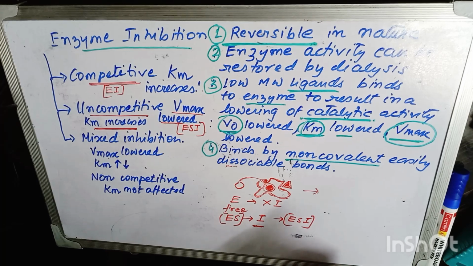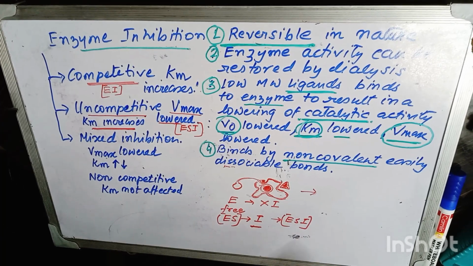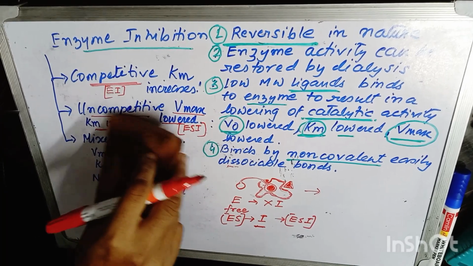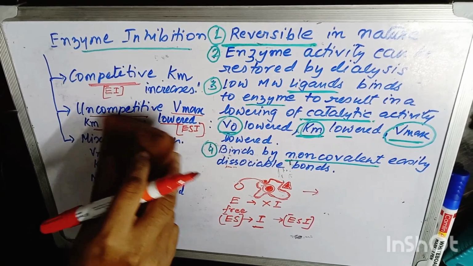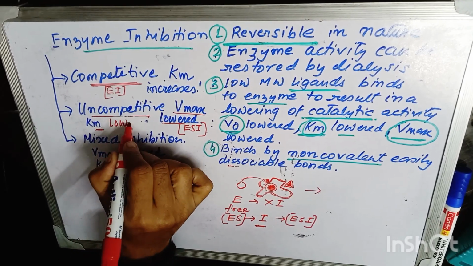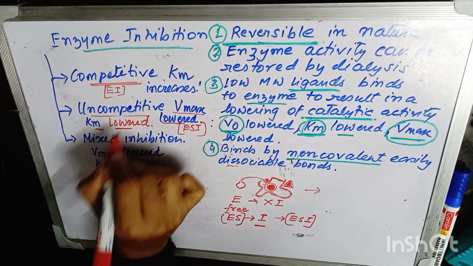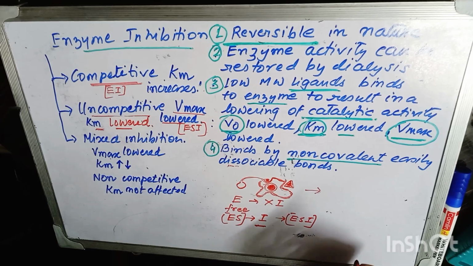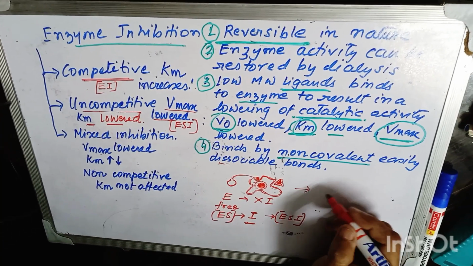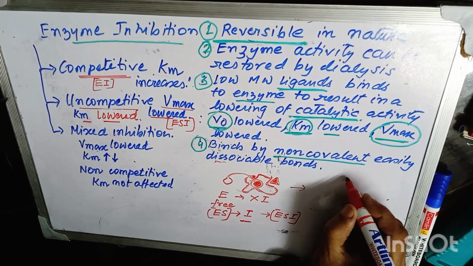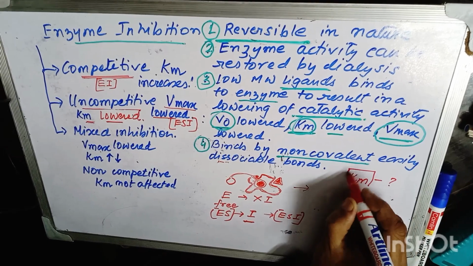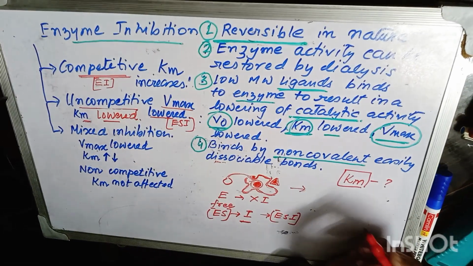Why is the Km value lowered? Because Km is what we have learned in the earlier classes. What is Km? Km is a measure of substrate affinity.